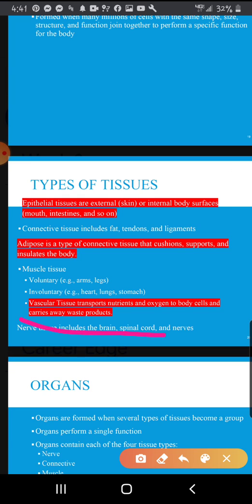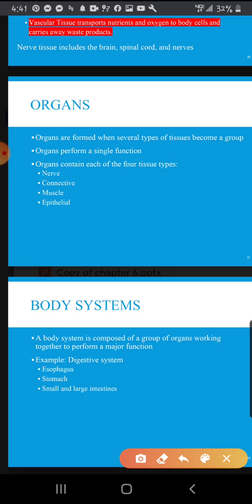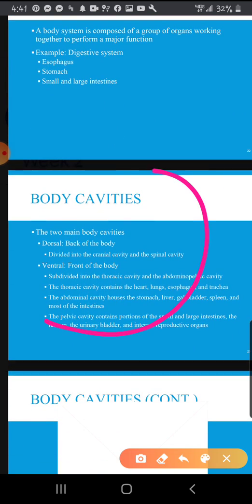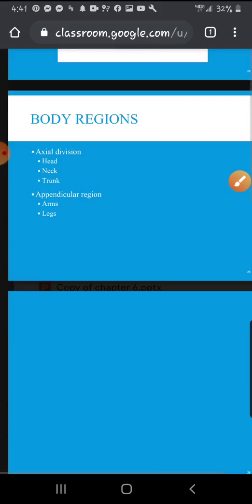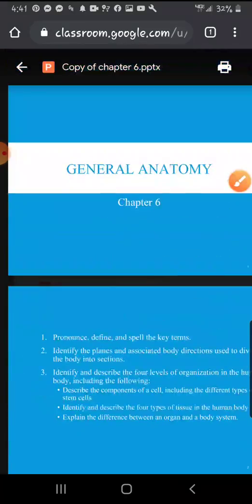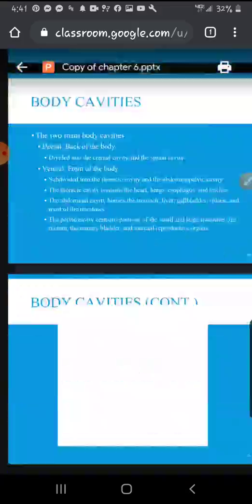Continuing on down here. Vascular tissue transports nutrients and oxygen to the body cells and carries away waste products. So then, again, you guys can go ahead and read these ones. Actually, I think I got them all. So you guys can go ahead and go back and read the remainder of these.